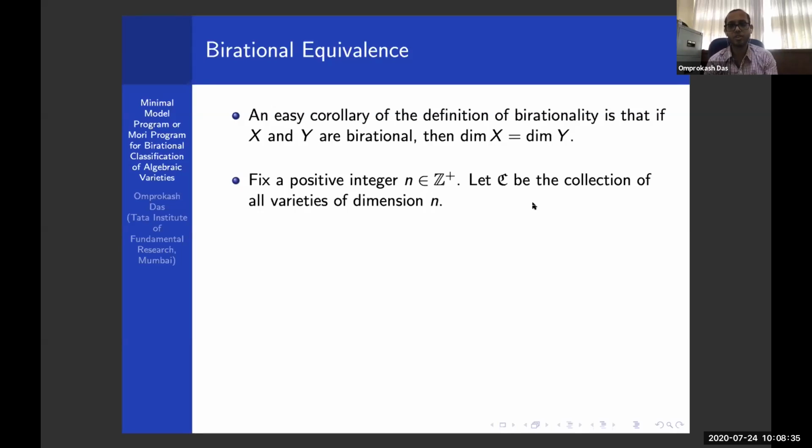Since we know that birational varieties have to be of the same dimension, let's fix a positive integer n and consider the collection of all varieties of dimension n.